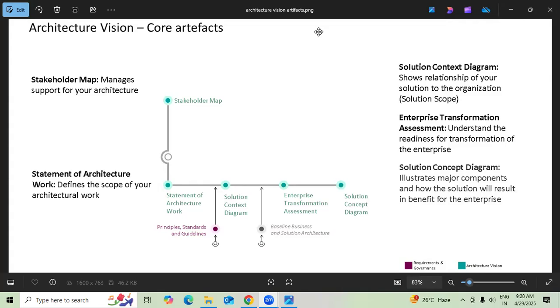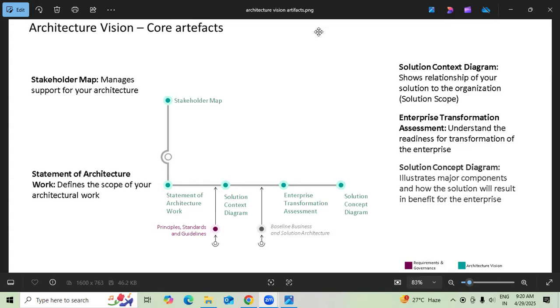Next is the statement of architecture work, which majorly defines the scope of the architecture work, by defining and identifying the principles, standards and guidelines. At the same time, it covers the solution context diagram that we are going to develop, followed by any baseline business and solution architecture, wherein you try to understand the enterprise transformation assessment or any solution concept diagrams. So all these things are essentially required.